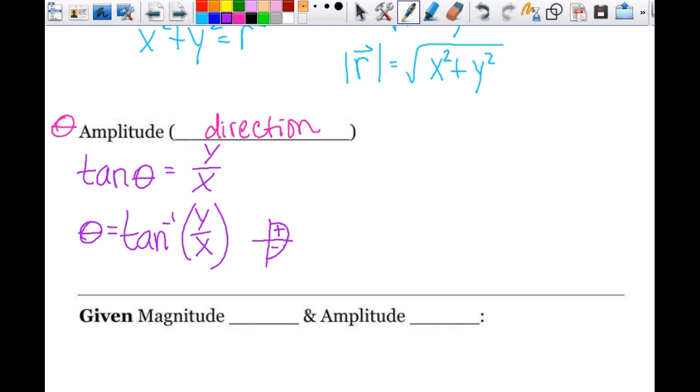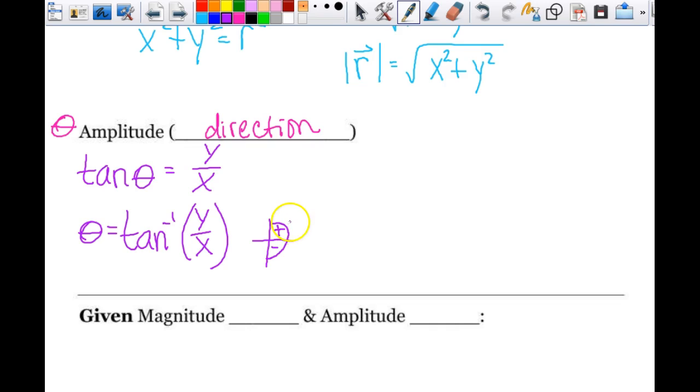So maybe the angle I really need is in the second or third quadrant, but the calculator, when I do the inverse, is only going to give me first and fourth quadrant angles. Sorry, let me back up.